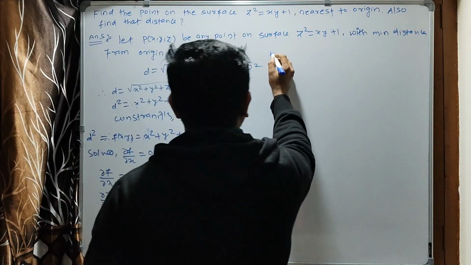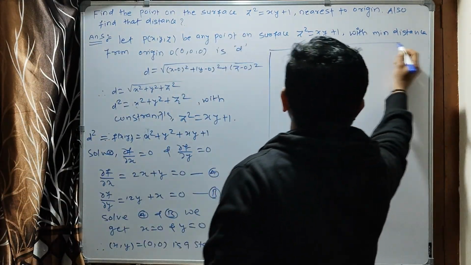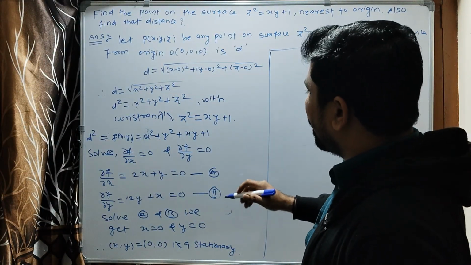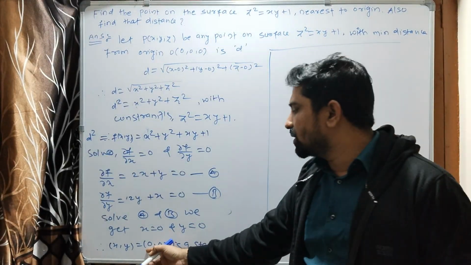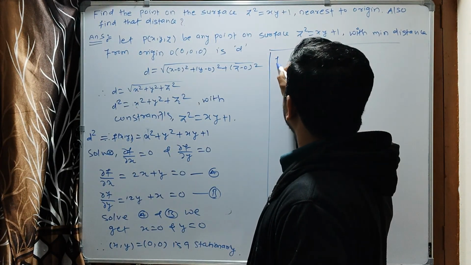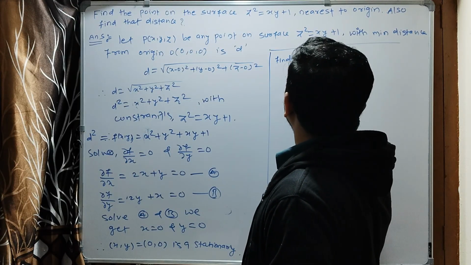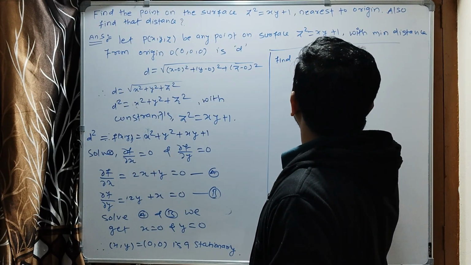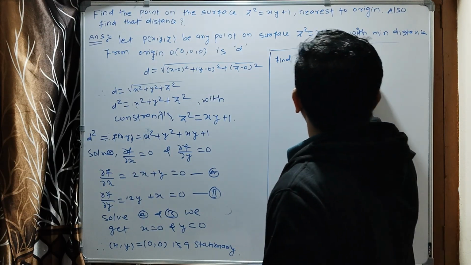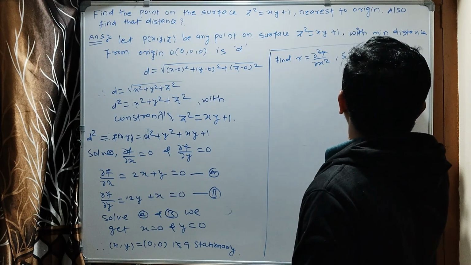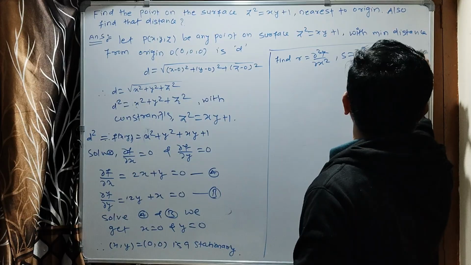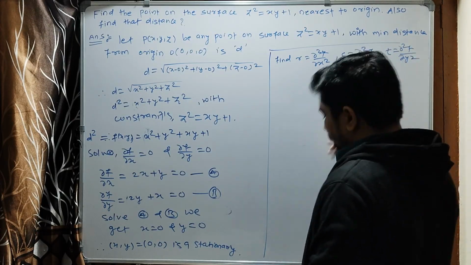Now here I got the stationary point. Now I want to find R, S, T. I want to check the nature of my function at this stationary point. Now here find r equal to ∂²f/∂x², s equal to ∂²f/∂x∂y and t equal to ∂²f/∂y².